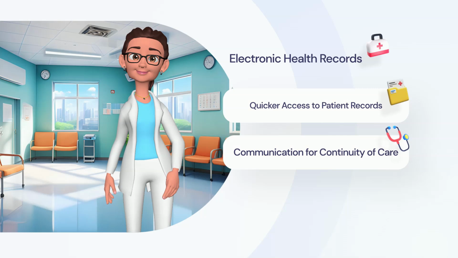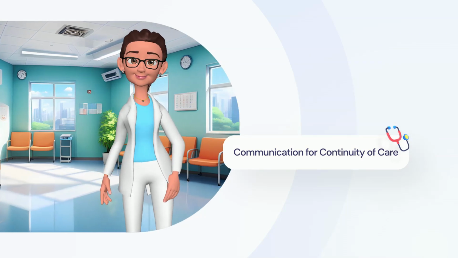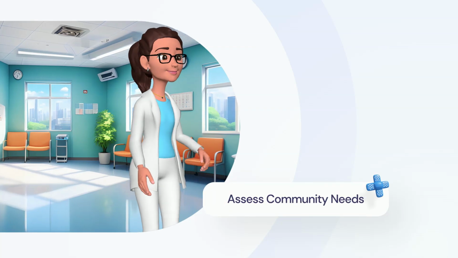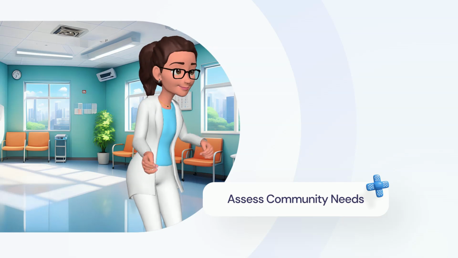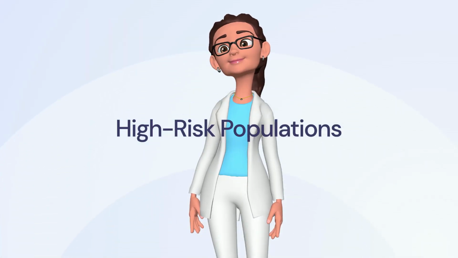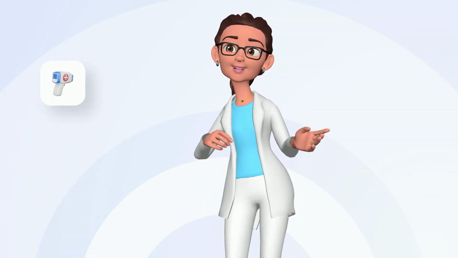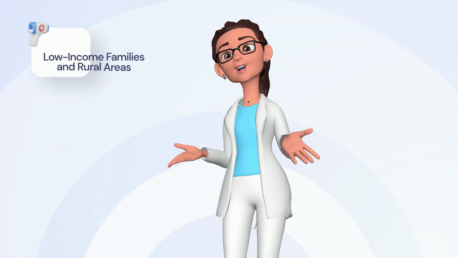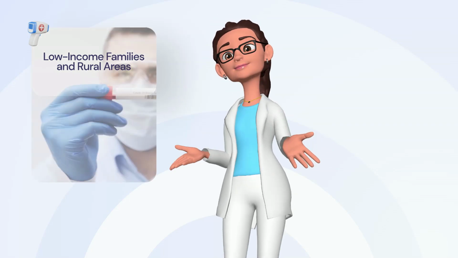We need to develop some system-specific public health promotion strategies. Where do we begin? First, we should assess the community's needs using surveys and health data. How do we ensure we're addressing high-risk populations? Utilize data to identify groups most affected by chronic diseases, such as low-income families or those in rural areas.